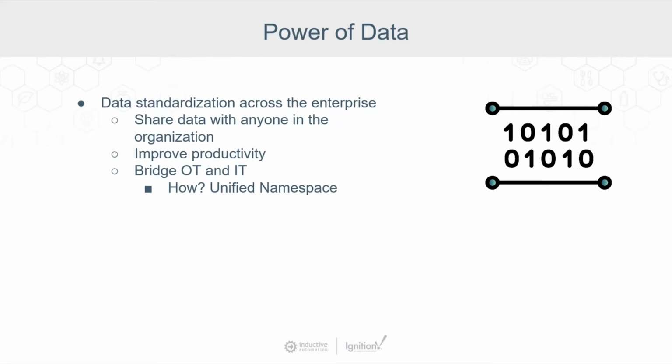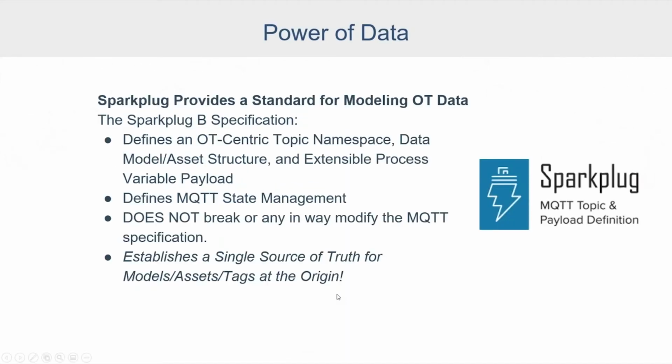Now, as I believe everybody knows, Cirrus Link is quite involved with MQTT, and what we've come up with is the Sparkplug specification. Now, in a lot of the talks that I give about MQTT, I say that the great thing about MQTT is you can publish anything you want on any topic. But the bad thing about MQTT is you can publish anything you want on any topic.